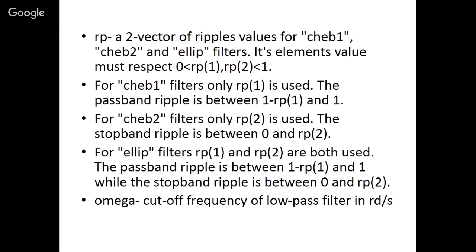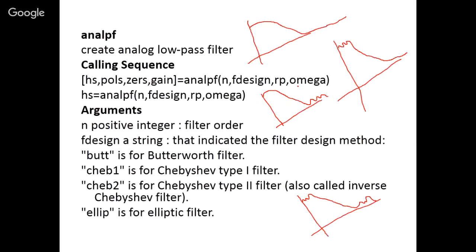Now I have told that RP is the ripples, and for Chebyshev 1 that means in ripple there should be 2 values. There should be 2 values, for the pass band and for the stop band. So in case of the Butterworth filter, it will be 0 and 0. That means there will be no ripples. In case of Chebyshev 1, the first value you have to give and the second value is 0. For Chebyshev 2, the first value will be 0 and the second value will be RP2, that is your stop band. In case of elliptical, you have to give both the values in the RP matrix.